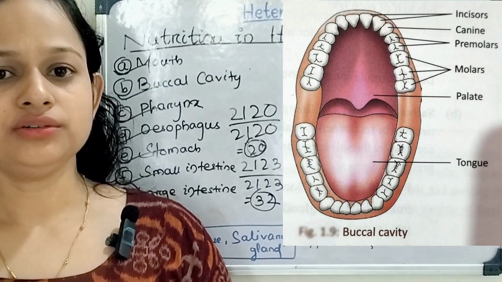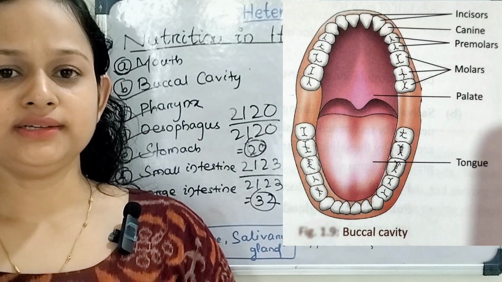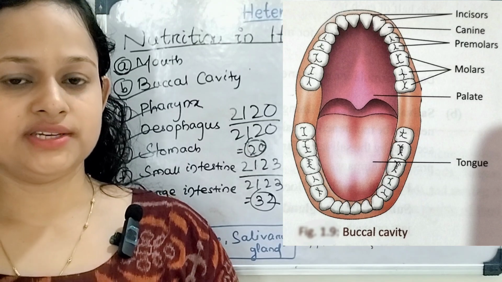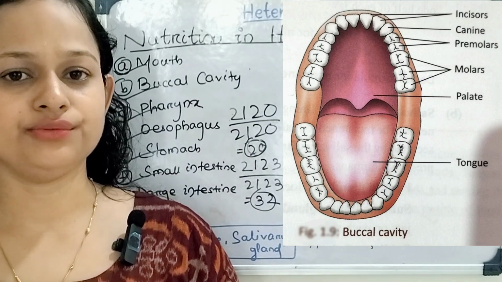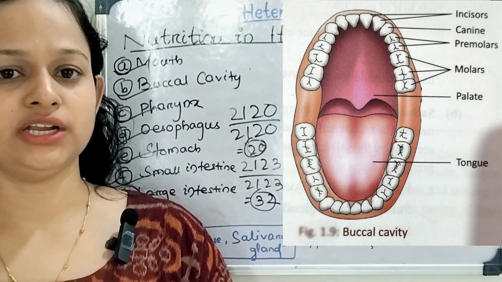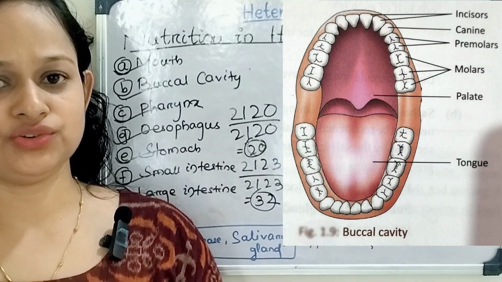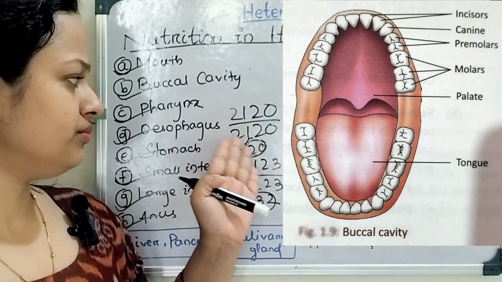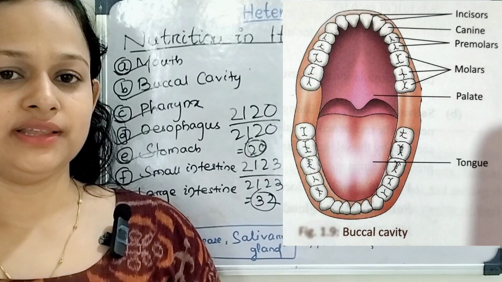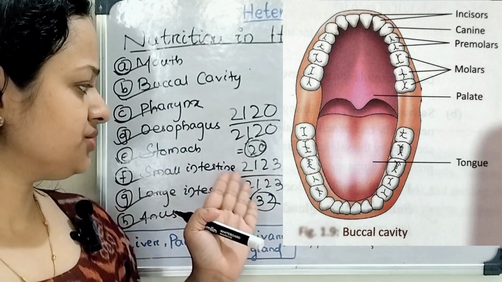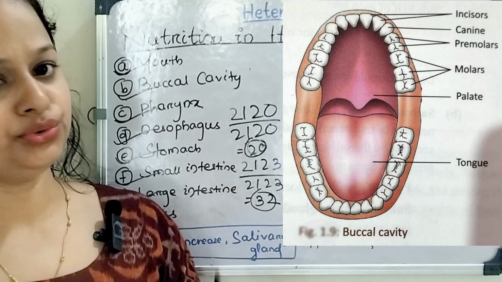The teeth are the hardest part of our body, and the human is diphyodont, meaning there are two sets of teeth present throughout life: milk teeth and permanent teeth. To know the number of milk teeth, there is a formula, 2120 by 2120, which gives 20, and for permanent teeth the formula is 2123 by 2123, which gives 32.